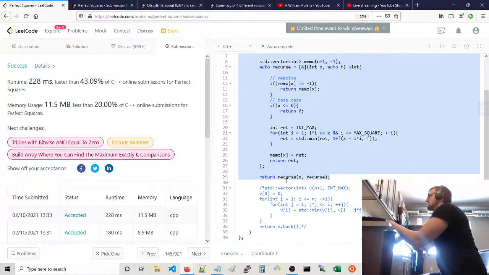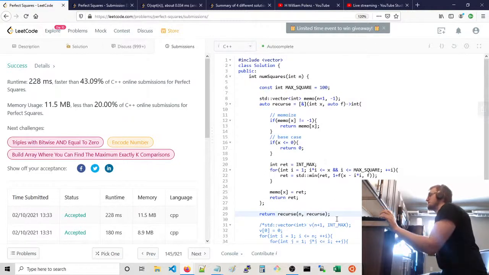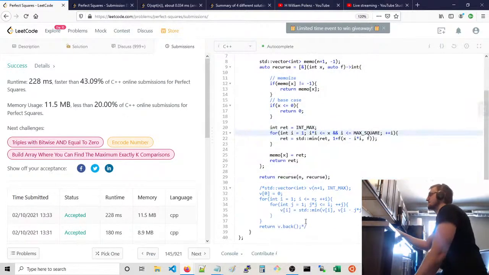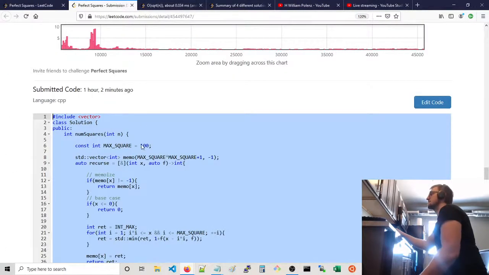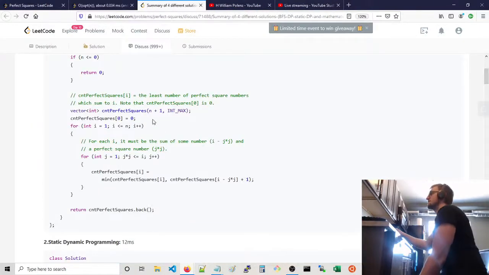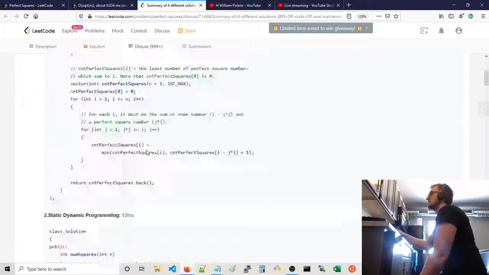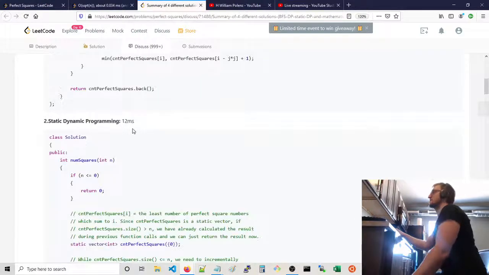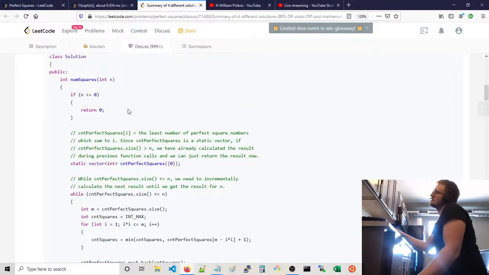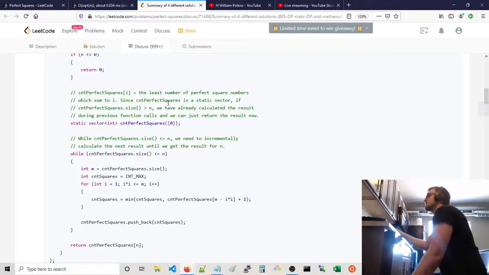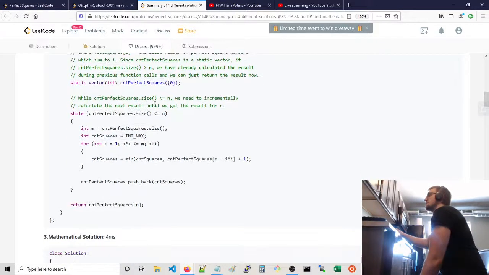So these are two different solutions that are both dynamic programming, and this one is depth first search Memoized. This is just straightforward DP. And let's go to, so that's, okay, interesting. All right, it's good I looked at that. Static dynamic programming, 12 milliseconds. The least number of perfect squares that sum to i, since this is a static vector. If we've already calculated the result during previous function calls, we just return the result now. We need to incrementally calculate the next result until we get the result for n.